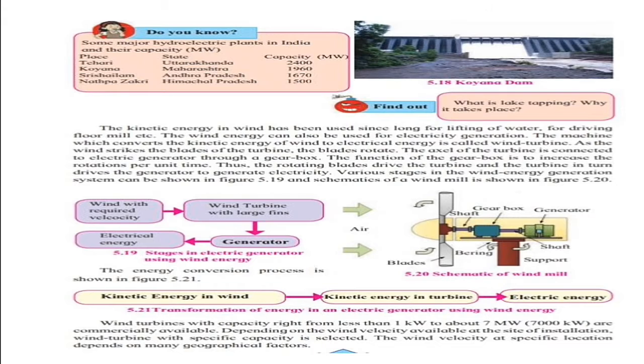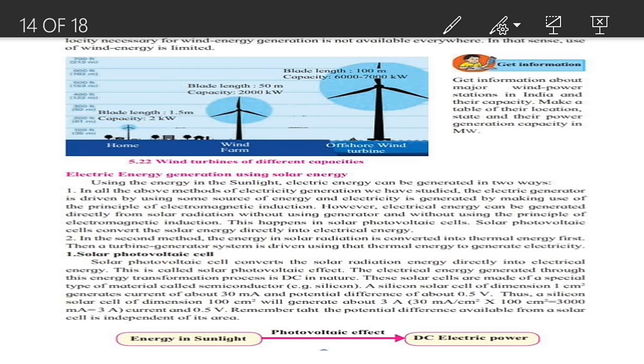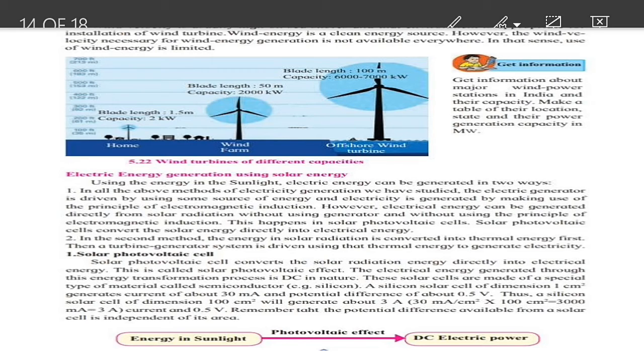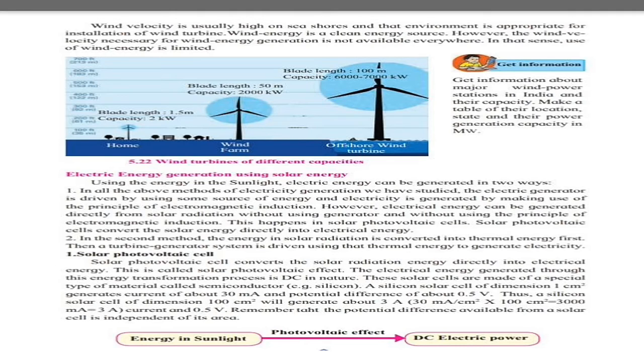These solar cells are made of a special type of material called semiconductors. A silicon solar cell of dimension 1 centimeter square can generate a current of 30 milliampere and a potential difference of about 0.5 volt. So energy from sunlight is converted into DC electrical power by the photovoltaic effect.